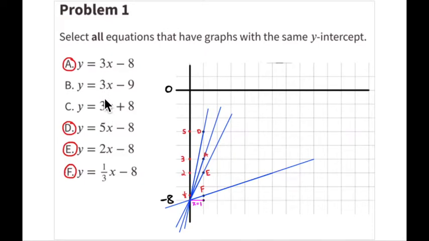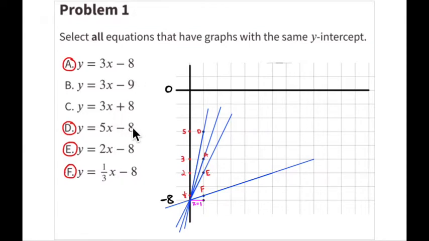So these 3 graphs would be parallel to each other. They all increase for 1 unit change in the x value. They would increase 3 units in the y value. This one would go up at 5 units for that 1 unit change. This one would go up only 2 units, and this one would go up just a little bit, 1/3 of a unit for that unit change in x.